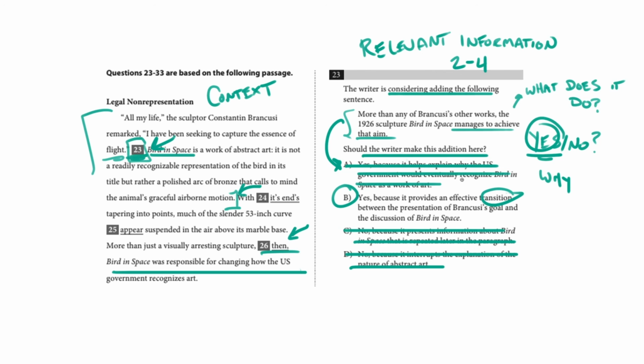So we're trying to determine, does it fit in and why? So your strategy for relevant information questions like this is first to make that binary yes or no decision, and then determine the function of the sentence to help you figure out the reason to include it or not.